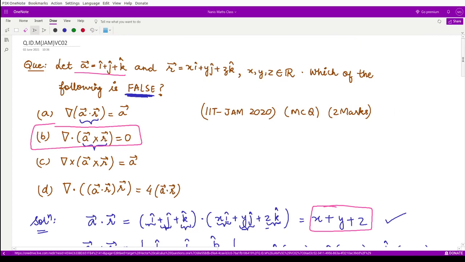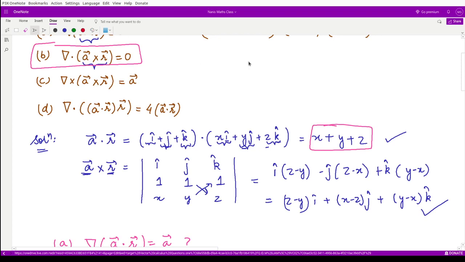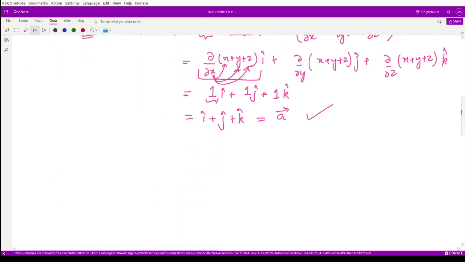For option B, we are to check del dot A cross R, and we are to check whether this is equal to 0 or not. So in order to prevent the lengthy calculation, what you can do, you can just see what this is. This is the divergence of the curl of some vector r. It is not actually the curl, because curl is taken whenever you have del here. Okay, so we have to perform the calculations.